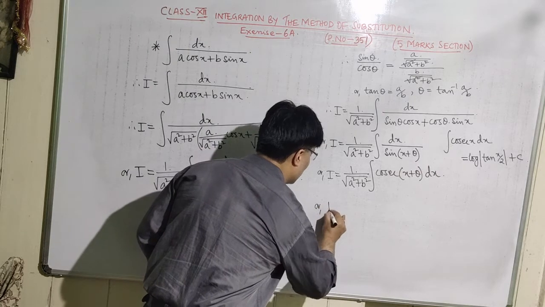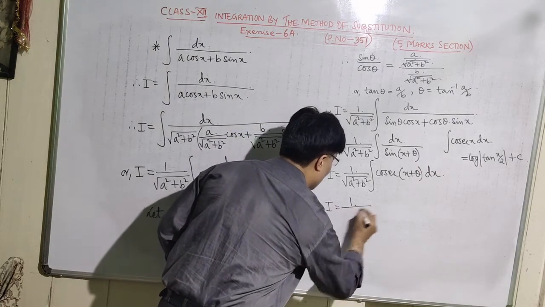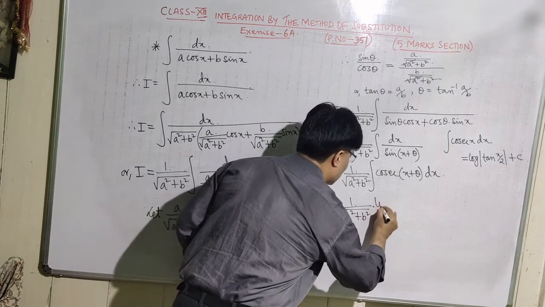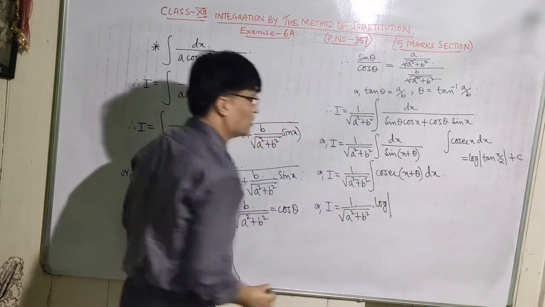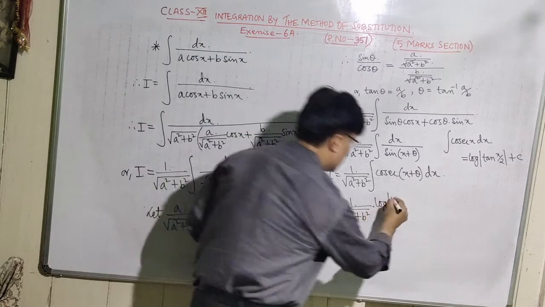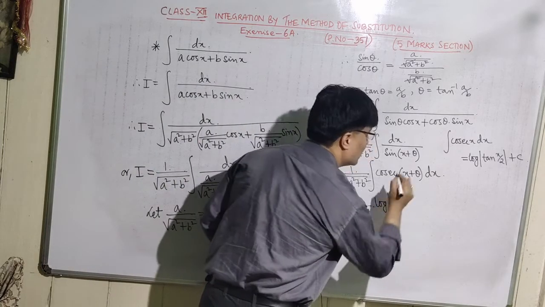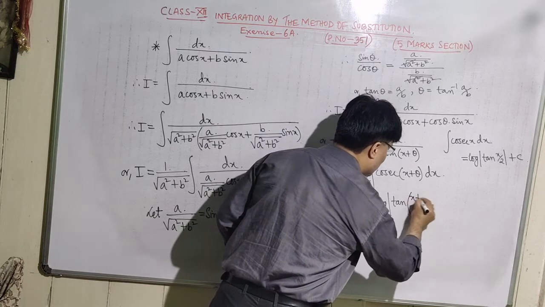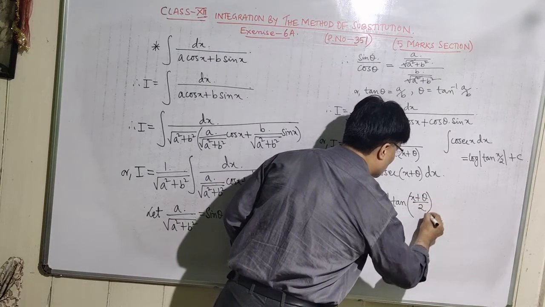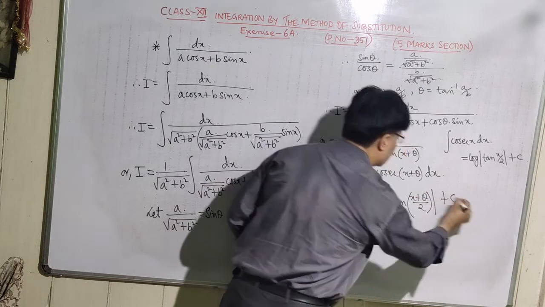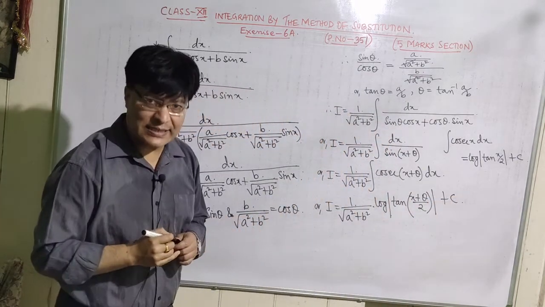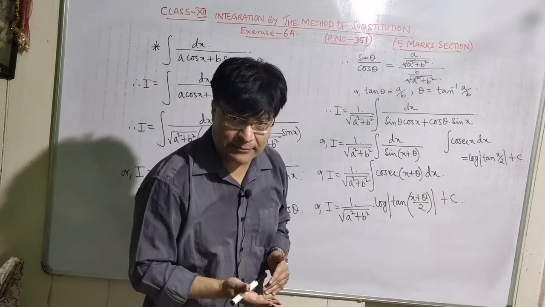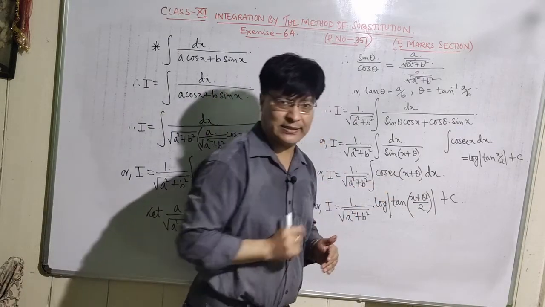So let us use the formula here. I is equal to 1 upon root over a square plus b square into log within mod tan of within bracket x by 2. What is x here? X plus theta by 2 mod sine closed plus c. But in this case, this x plus theta was assumed as x and it was integrated.